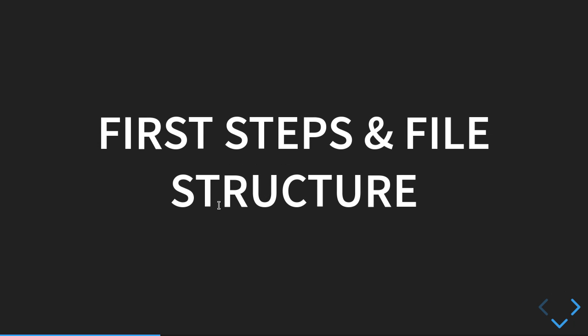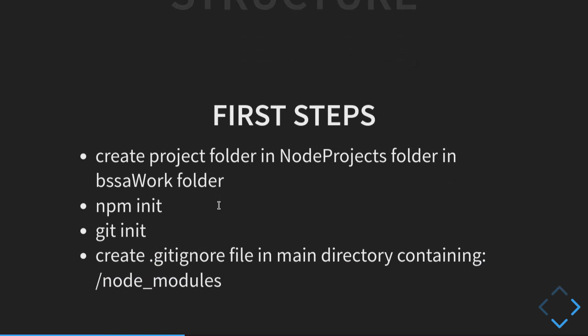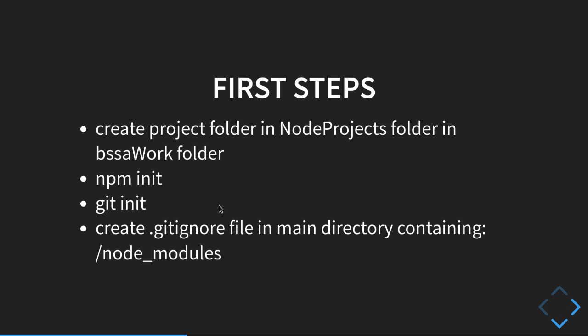So then I'm going to tell something about the first steps and the file structure to actually starting a Node.js project. So the first step is to create a project folder, and to give this structure with all the rest of our projects that we're working for, we will place our project in the node project folder, which is inside of our BSSA work folder, so that we have all got it clearly and sorted well, so we have structure in our files itself. Then the next step, of course, is to do npm init.